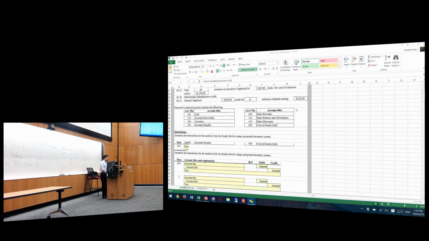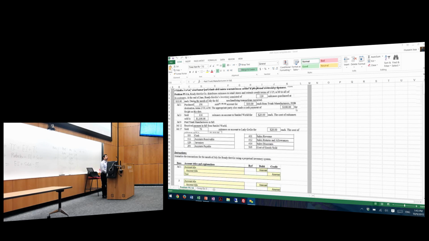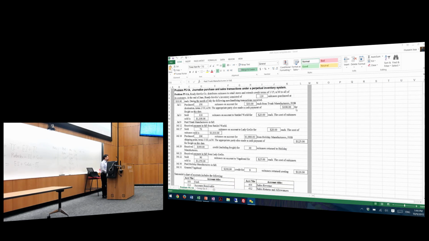So this is the Excel file that I already uploaded on Blackboard. This is similar to what you might have as a problem in the homework, and this is what you need to learn, basically how to make the journal entries. Remember, the second exam will be mostly about journal entries and computations.